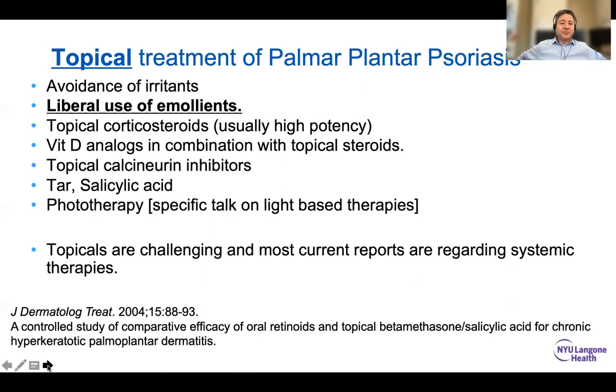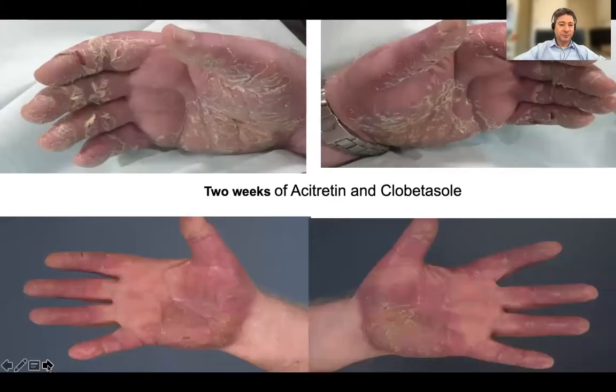loved ones. Vitamin D analogs with or without topical steroids, calcineurin inhibitors, tar, salicylic acid, and phototherapy all have either case reports or small series in the literature. And of course, now we have newer therapies like tapinarof that we might find use in palms and soles, but it's too new for us to tell that.